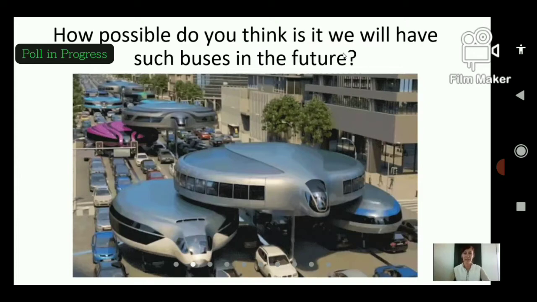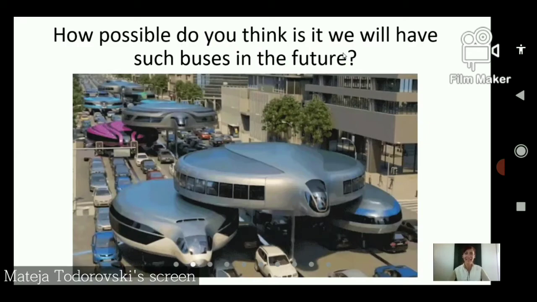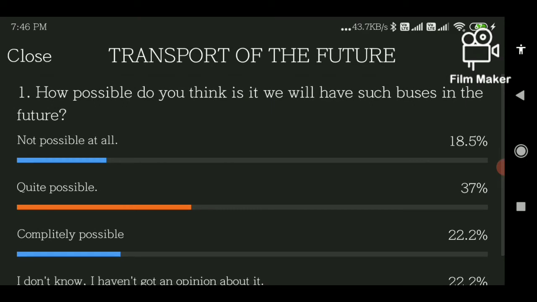26 people out of 33 voted, 27, which is very nice. And let's see the results, guys. So you can see here that actually 10 people said that this is quite possible, and interesting, 5 people said not possible at all, and 6 people said completely possible, and unfortunately 6 people said that you haven't got an opinion about it, which is quite sad, guys.